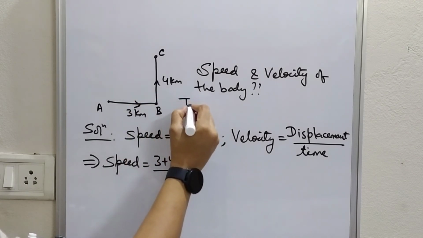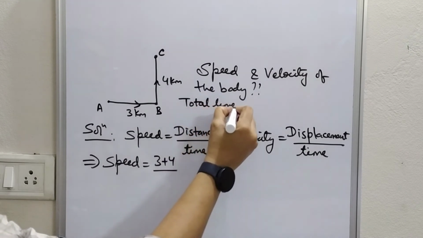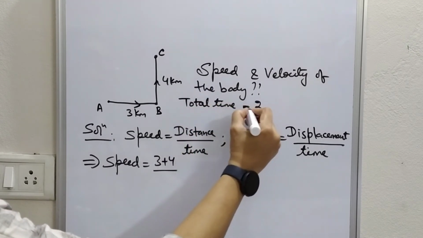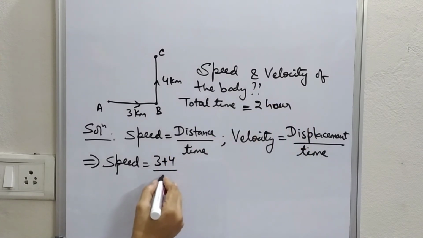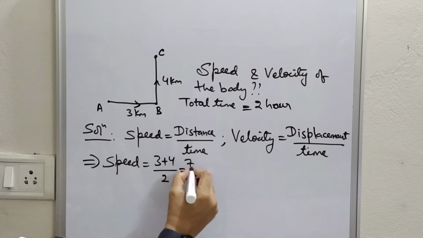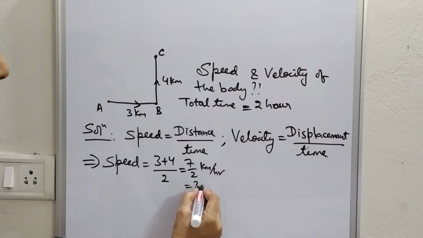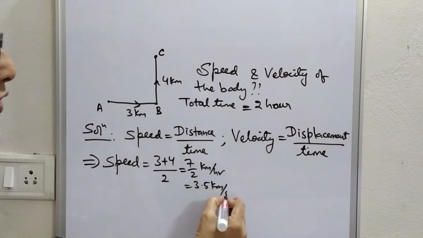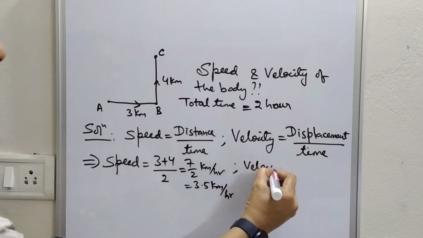Okay. So in a time duration of, so here the total time of journey, let it be some 2 hours. Then time is 2 hours. So here this is 7 by 2 kilometers per hour, or 3.5 kilometers per hour, is the speed of the body. Then what about velocity?